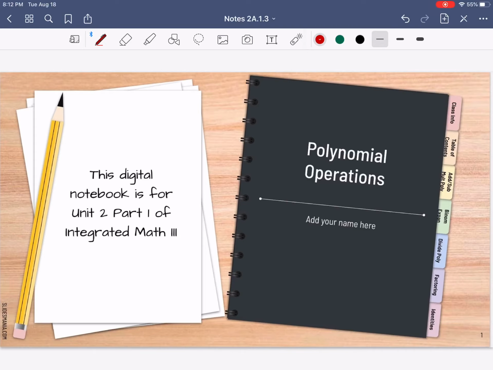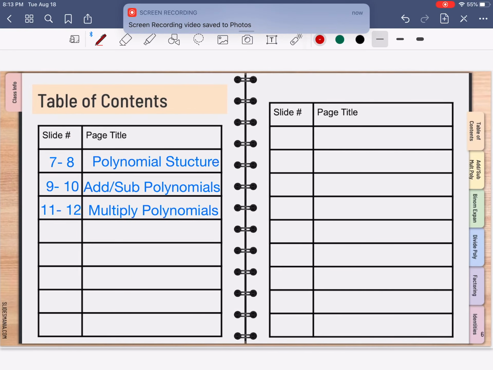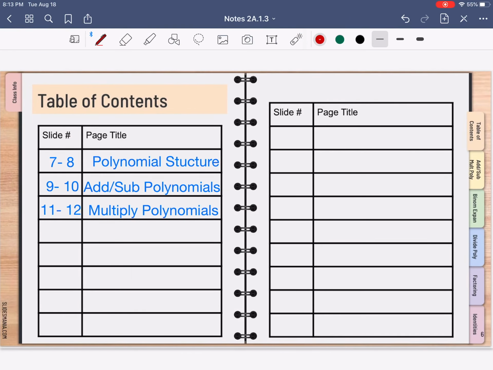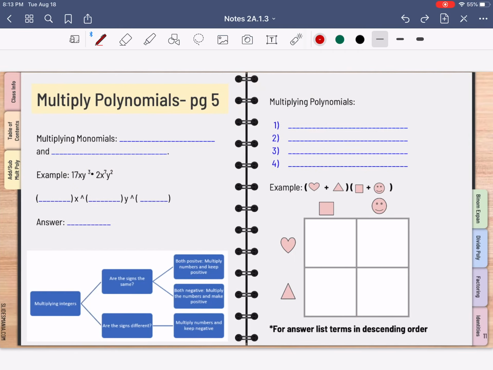You should pull up your digital interactive notebook and get your Unit 2A workbook and open to page 29. That's the examples page. You should already have put your name on here. We're going to go ahead and fill in our table of contents. So right here, slides 11 and 12, we're going to talk about multiplying polynomials. Go ahead and pause here so you can write that.